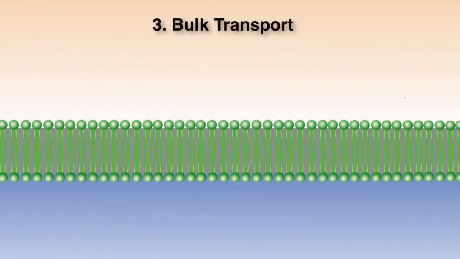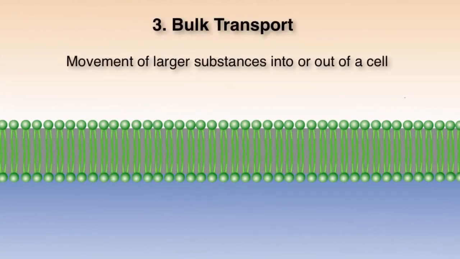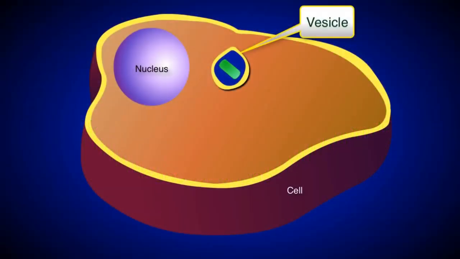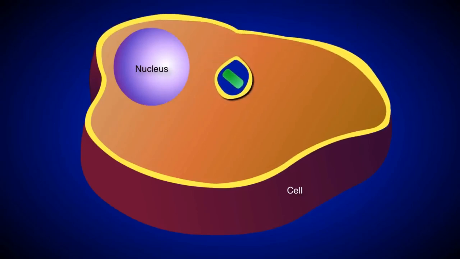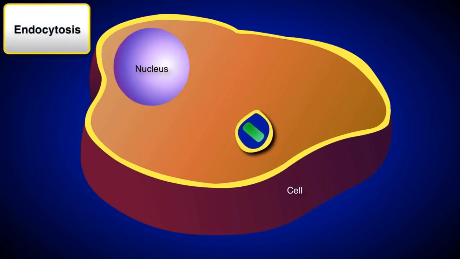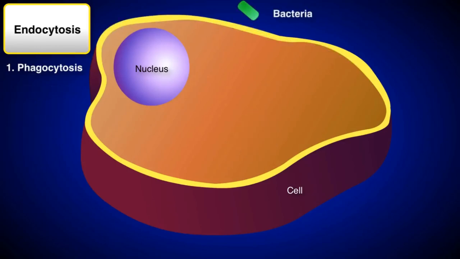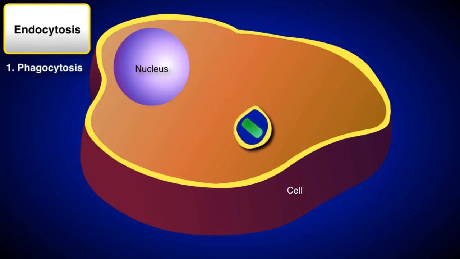Bulk transport is used for molecules that are too large to be moved by transport proteins. Instead, vesicles take them into or out of the cell. During this process, the plasma membrane surrounds and engulfs the particle. This is known as endocytosis. Cells use 3 basic types of endocytosis, depending on the size and nature of the material to be digested: phagocytosis, pinocytosis, and receptor-mediated endocytosis. If the material taken in is large, such as bacteria or a food particle, the process is called phagocytosis.